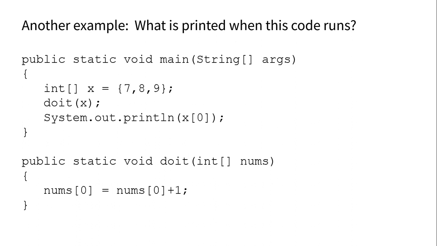Here, however, I'm sending an integer array. An integer array is not a primitive. Arrays are not primitives. An integer array is called reference data or object data. When we call doIt with this X, which is an array that contains 7, 8, 9, let's go see what happens. Over here it says this version of the doIt method accepts an integer array, and it takes item 0 and adds 1 to it. So when we come back here and print item 0, we're going to get an 8, not a 7.